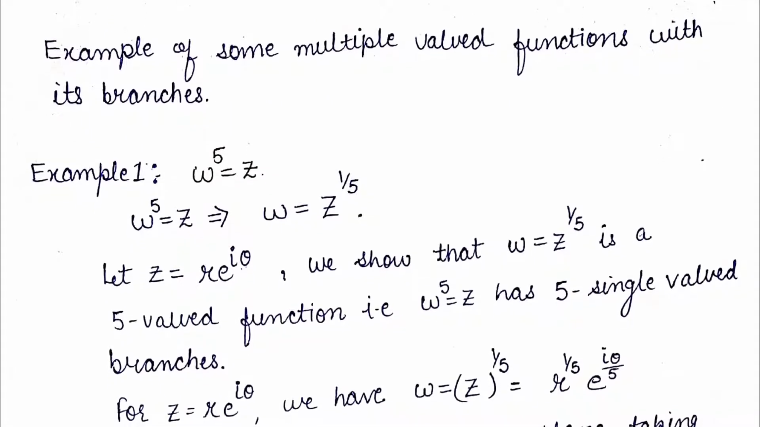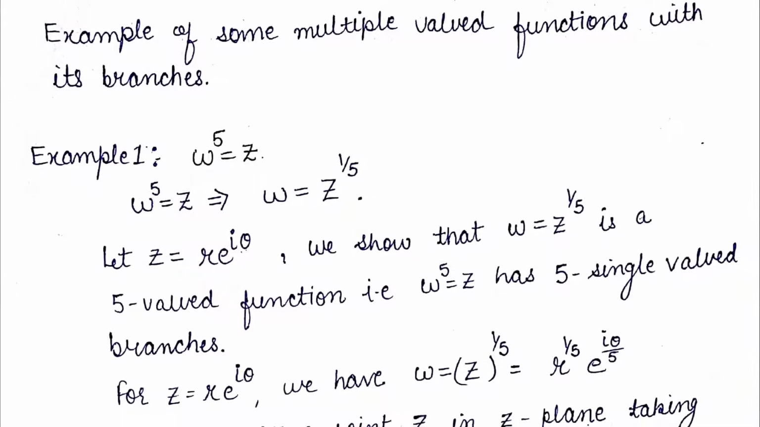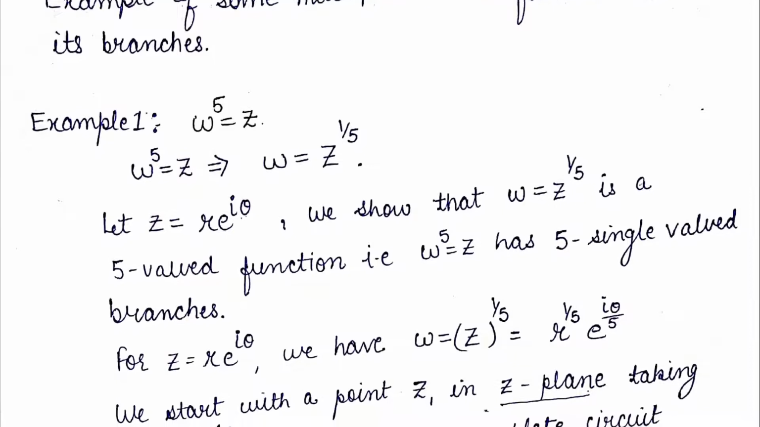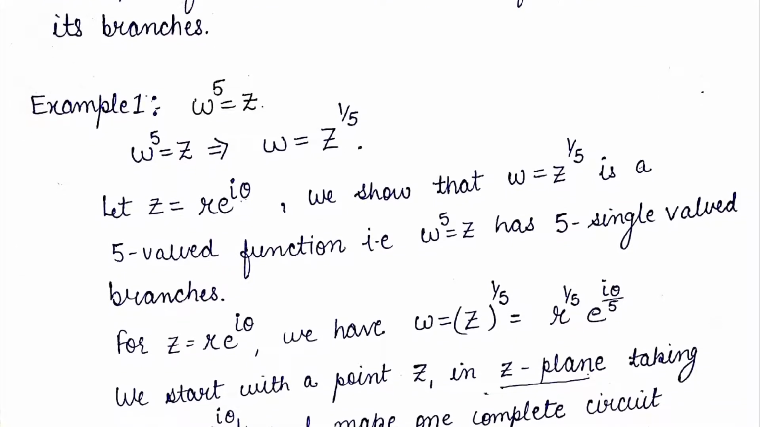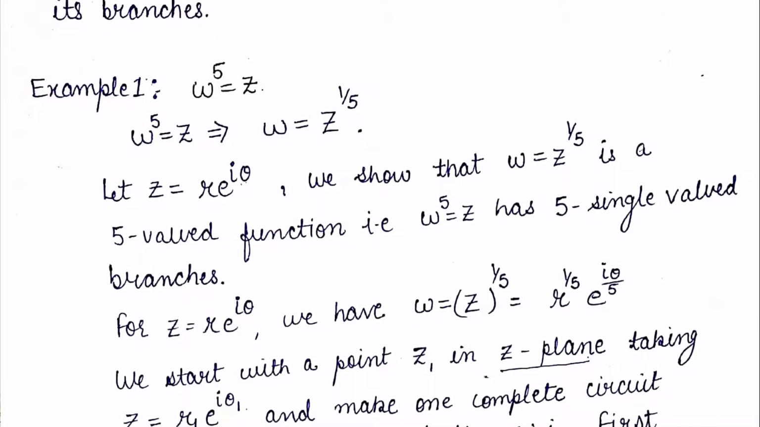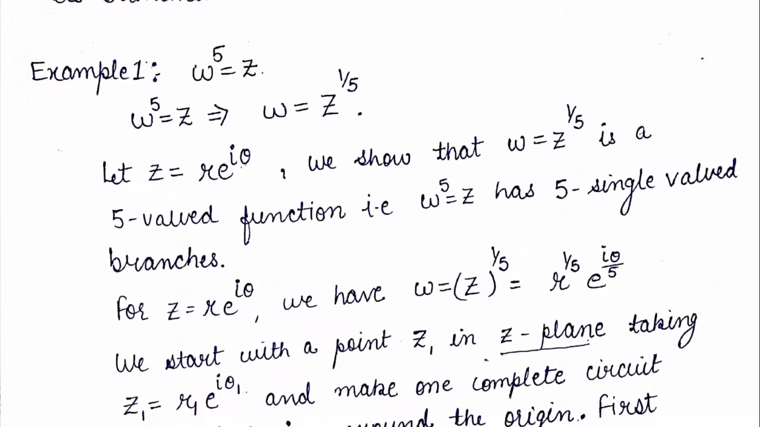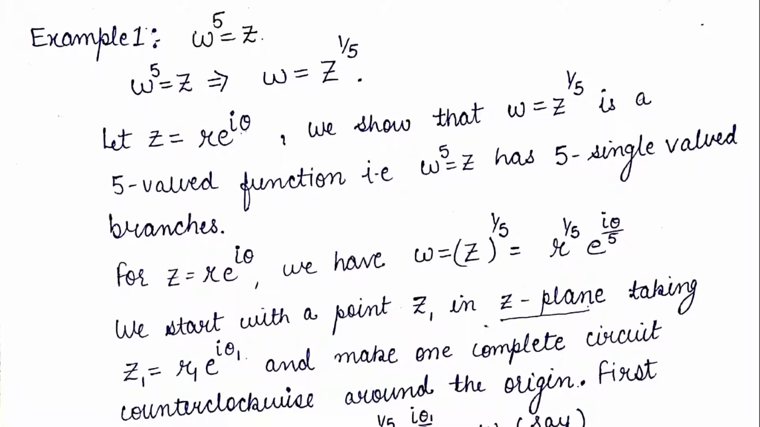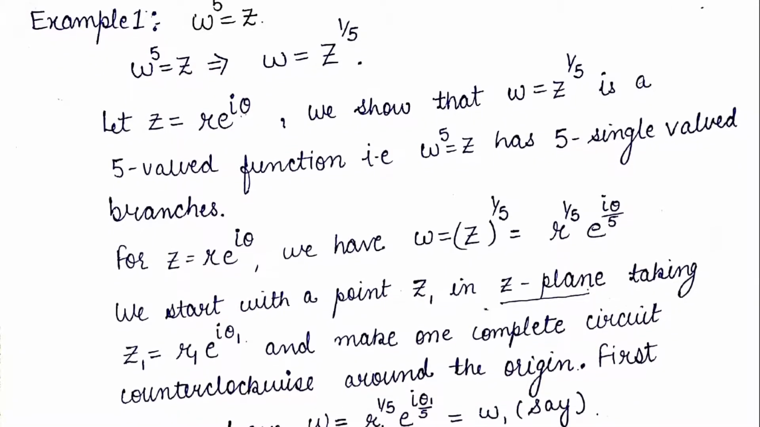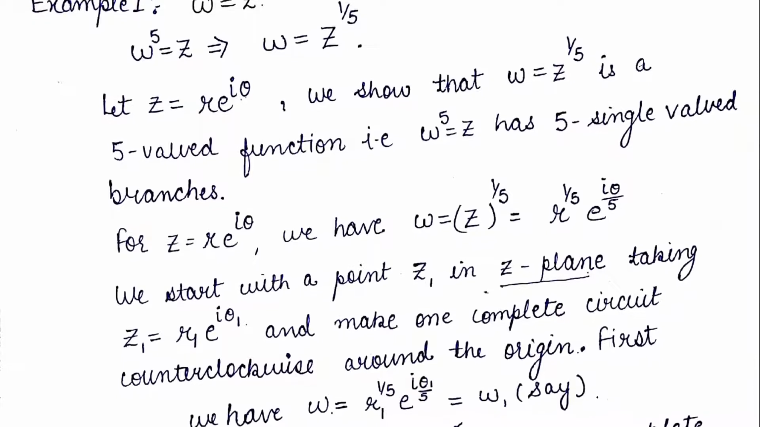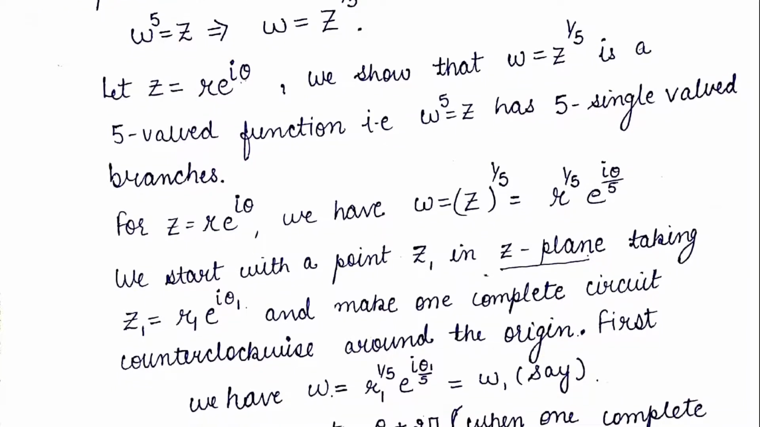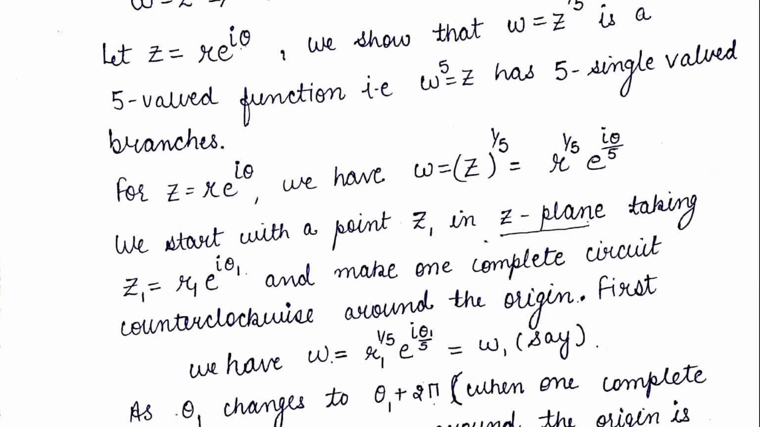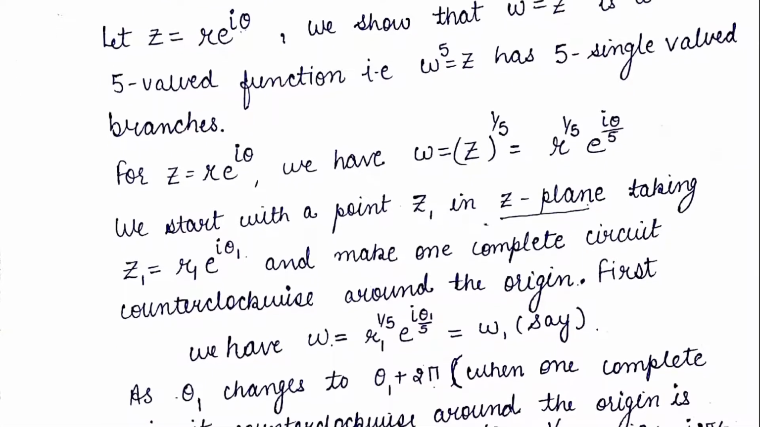In my first example, I have taken the function w is equal to z raised to power 1/5. For the representation of this function, we use polar representation of the points. Now take z is equal to re^(iθ). Take a point z1 in the z plane by taking z1 is equal to r1 e^(iθ1). Then we make a complete circuit counterclockwise around the origin.